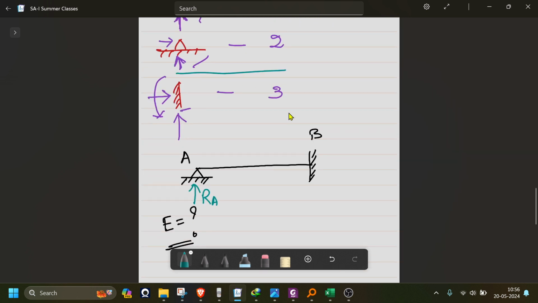Yes, total 5 unknown reactions. One RA, one HA, horizontal one, and for the fixed one, RB, HB, and MB, moment.